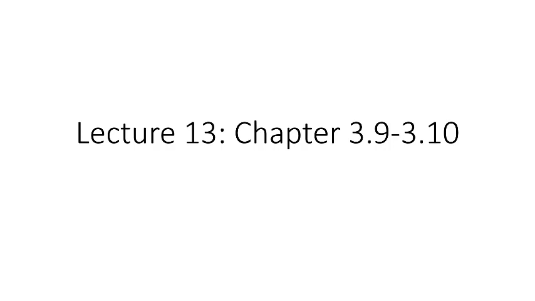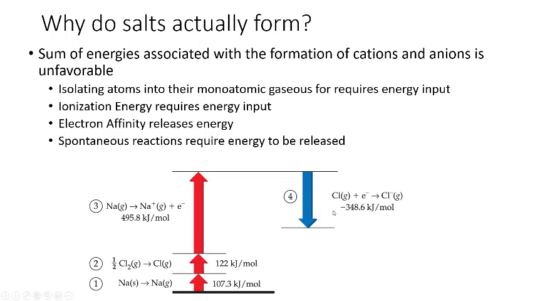This lecture is on chapter 3.9 to 3.10 on lattice energy and the Born-Haber cycle. So in the previous lecture, we went over the formation of ionic compounds into crystal lattices. And so we need to figure out, why do these salts actually form?